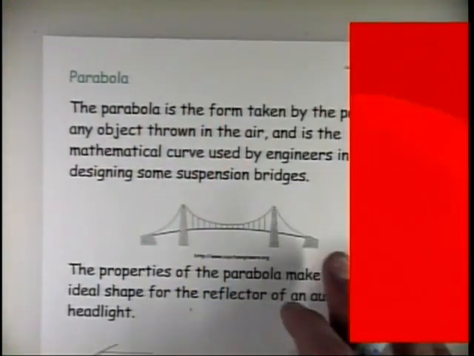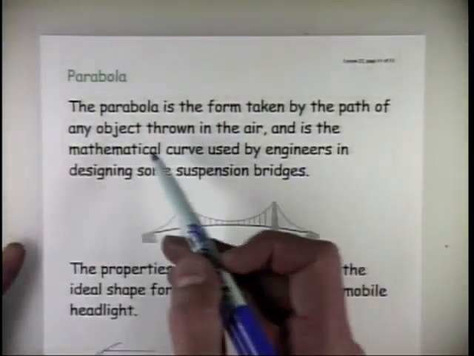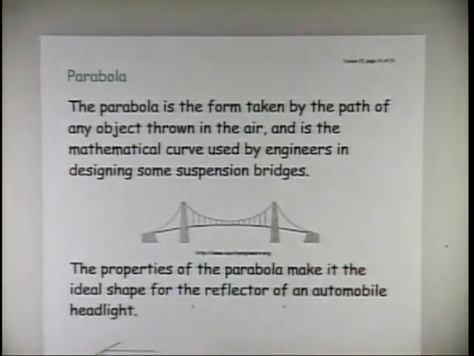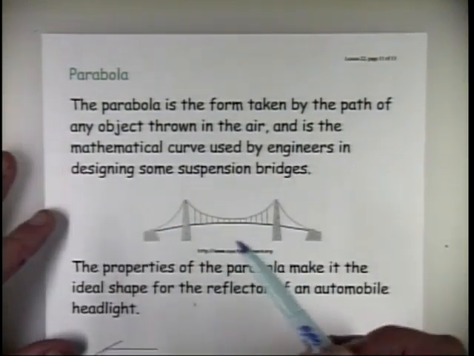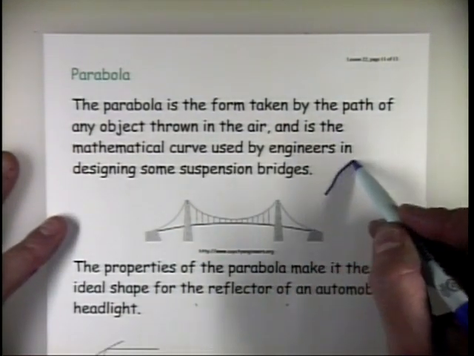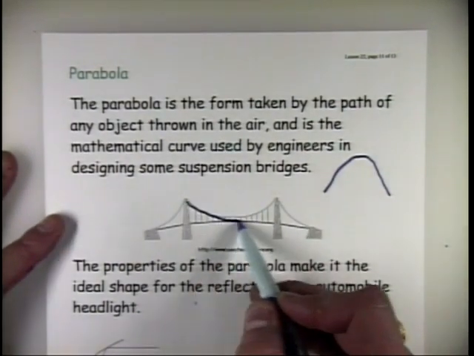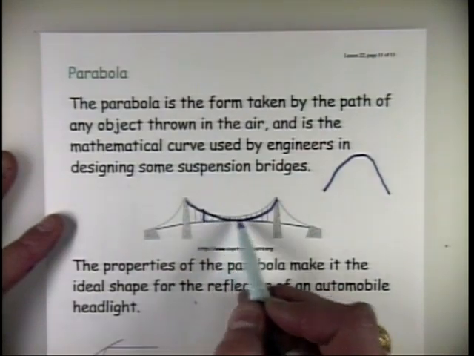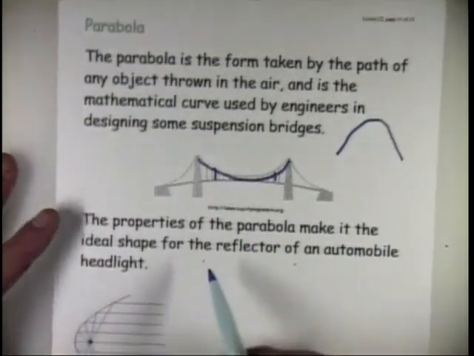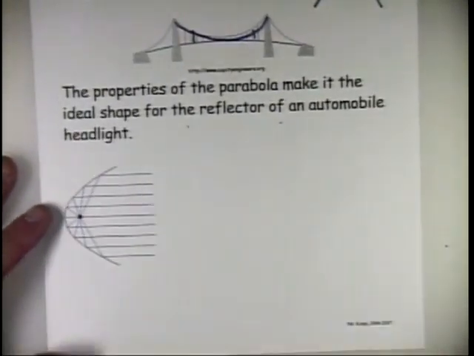The parabola, parabolas are everywhere. It's basically the path of any object thrown in the air, like a football. It's the effect of gravity. If you've ever taken a drink out of a water fountain, the water fountain looks like that. That's a parabola. Engineers use it in suspension bridges as the curve is kind of tethered down. But they also have very nice reflective properties.